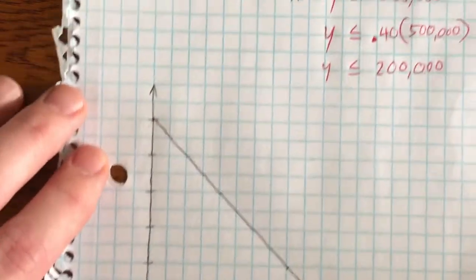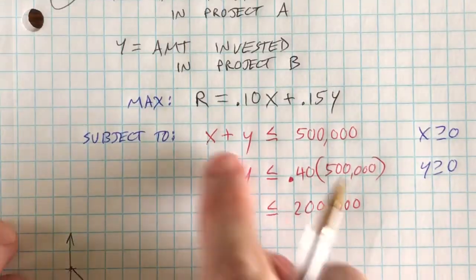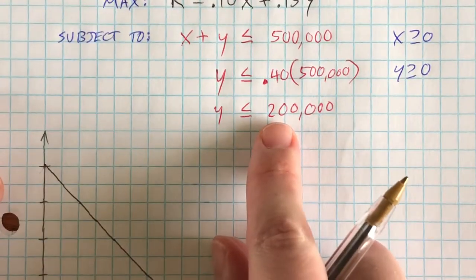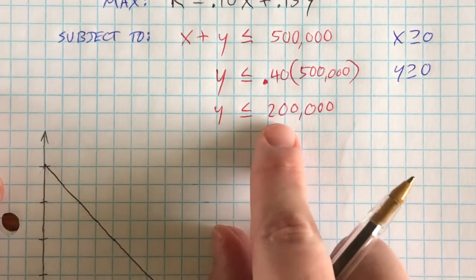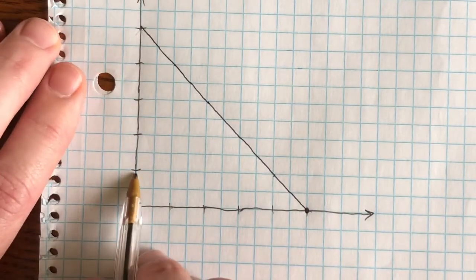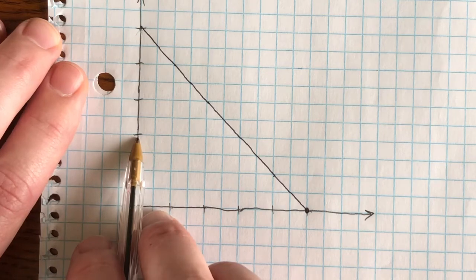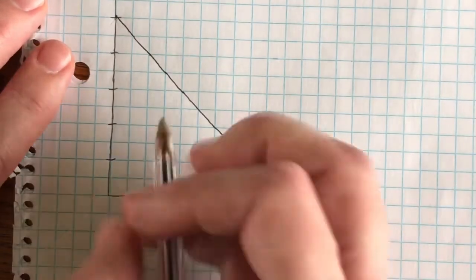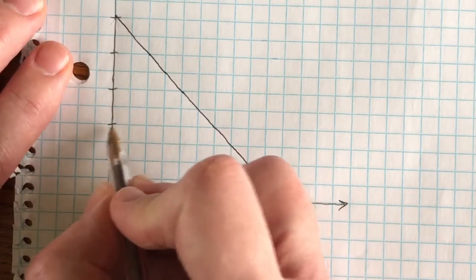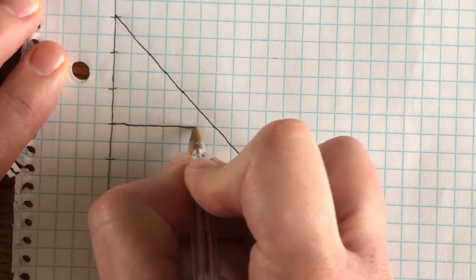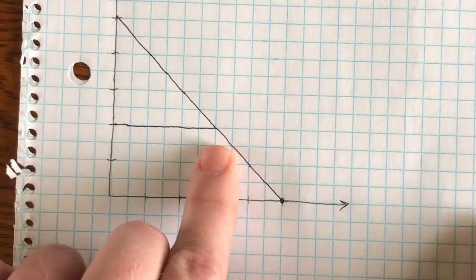Anywho, okay, that's our first line. We just graphed this one. Let's look at our second line, which is this one, our second restriction. So Y must be less than or equal to 200,000. All right, so 200,000, this is going to be 100, 200, based upon how I'm scaling my axes. This is just a horizontal line, all right? So here's 200,000, Y equaling 200,000. I'm just going to go over to the right, like that, and look at this.